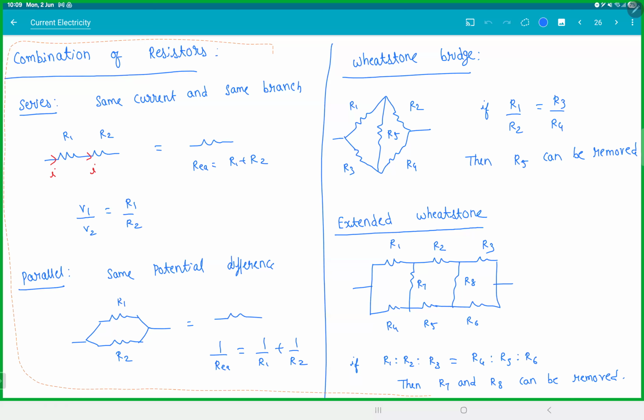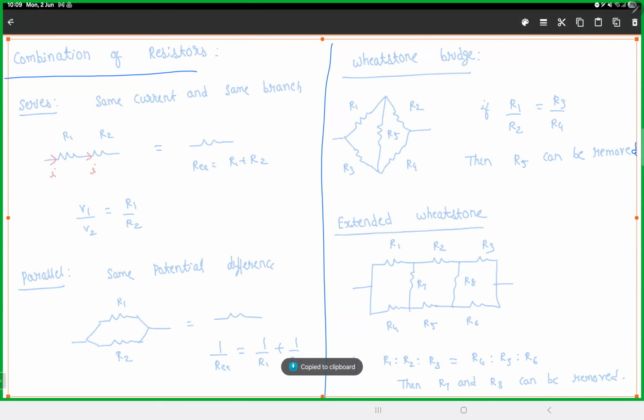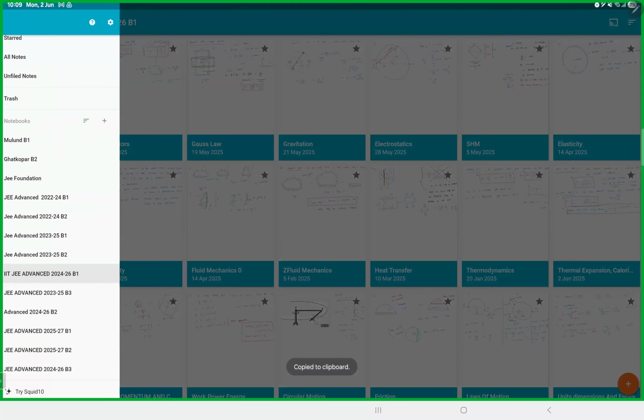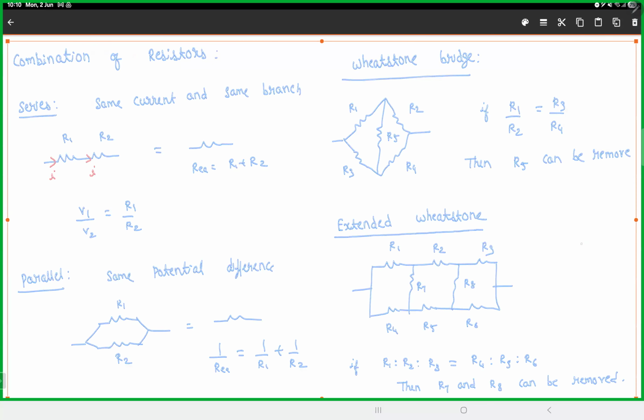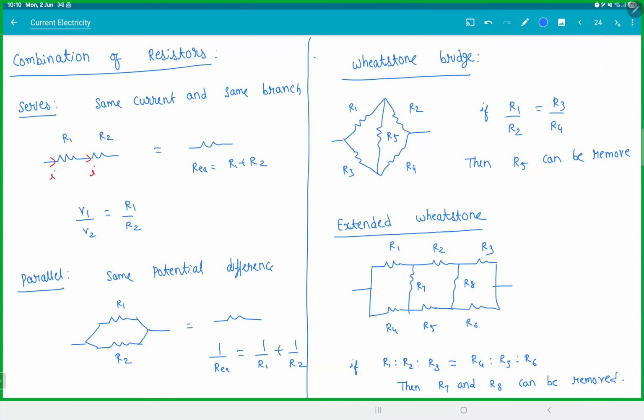Then, combination of capacitors. Same thing what we did in resistors, we can do here. Have a look at this. Exact same definition what we did in series and parallel. If two resistors are in series, that means they have the same current in the same branch, R1 plus R2. Parallel, same potential difference, 1 by R equivalent is 1 by R1 plus 1 by R2. We did it in thermal resistance, remember?